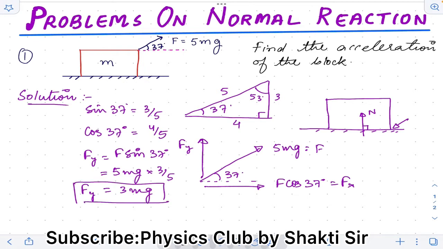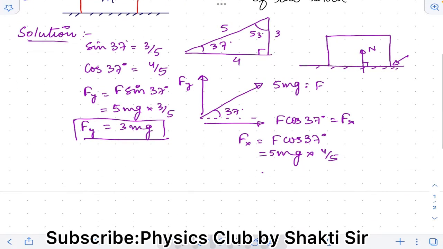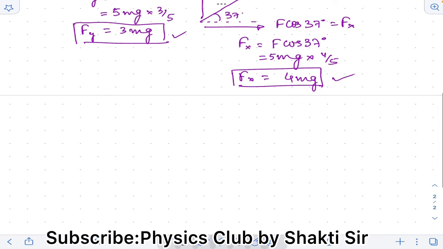Similarly, we can calculate the value of force acting along the x-axis. It is fx equals f cos of 37 degree. The value of f is equal to 5 mg, cos 37 degree is equal to 4 by 5, and it becomes 4 mg. This is the value of force acting along the x-axis and this is along the y-axis. So now we can calculate the acceleration. Along the x-axis, we will handle the numerical very easily with particular directions.